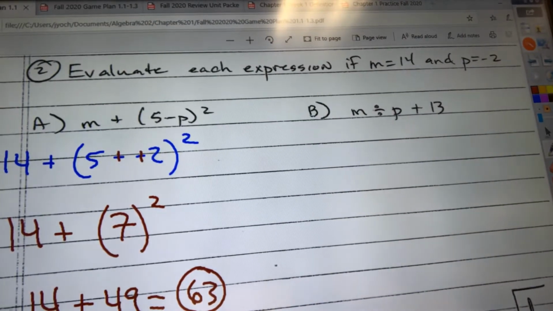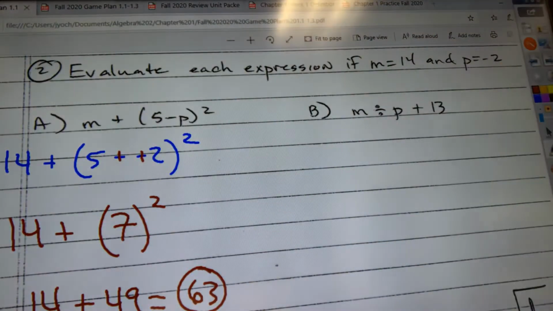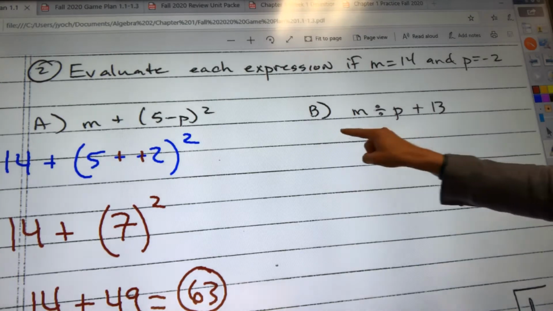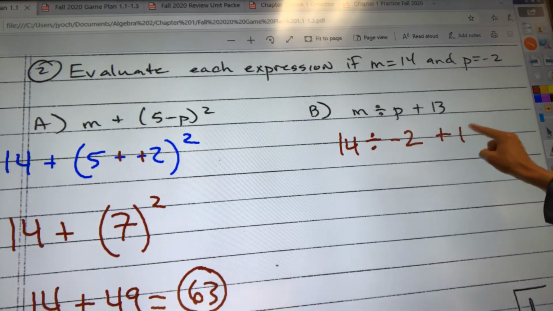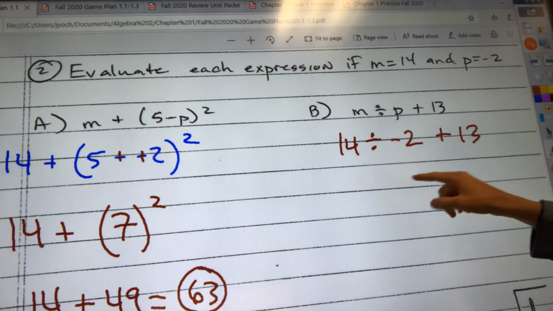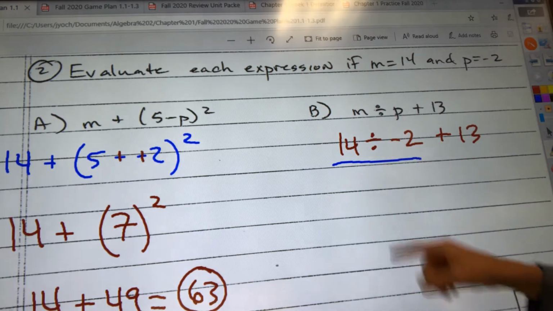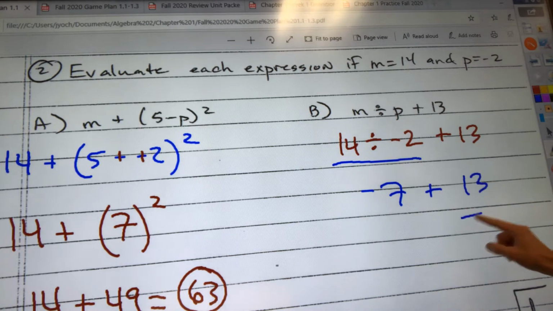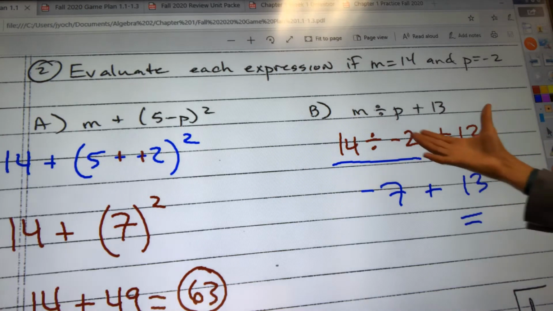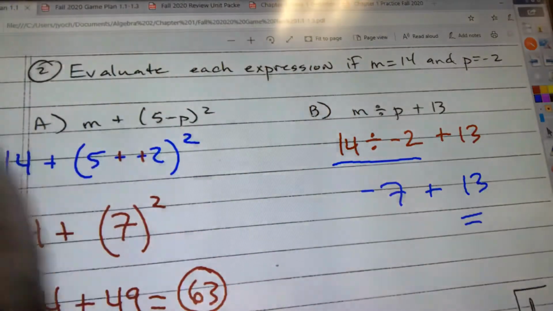Moving that over. B. M divided by P. All right, we clearly have division first. 14 divided by -2. And this is the type of work, again, I want to see always. Some of you can type that in, get the answer right away. Let's not be in the practice of that.